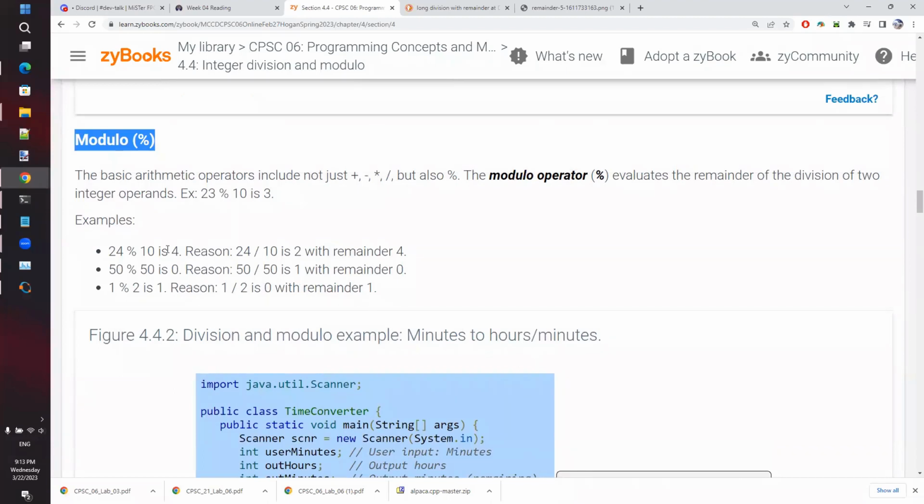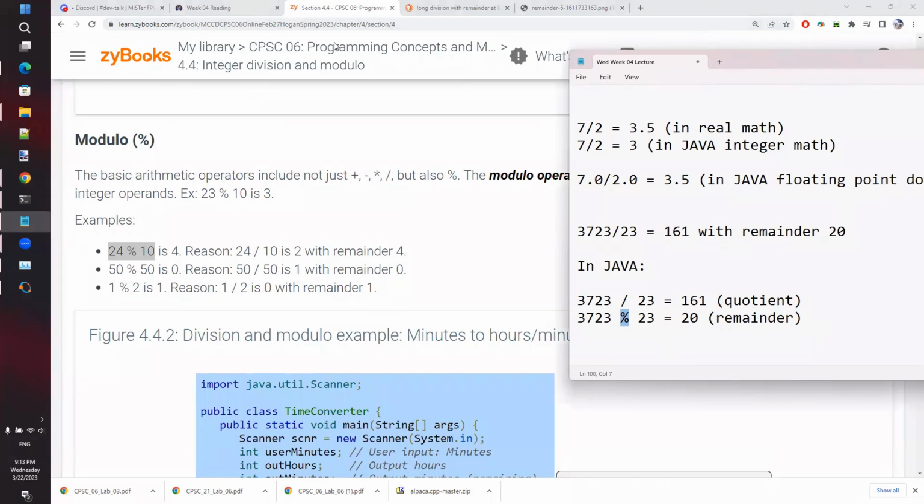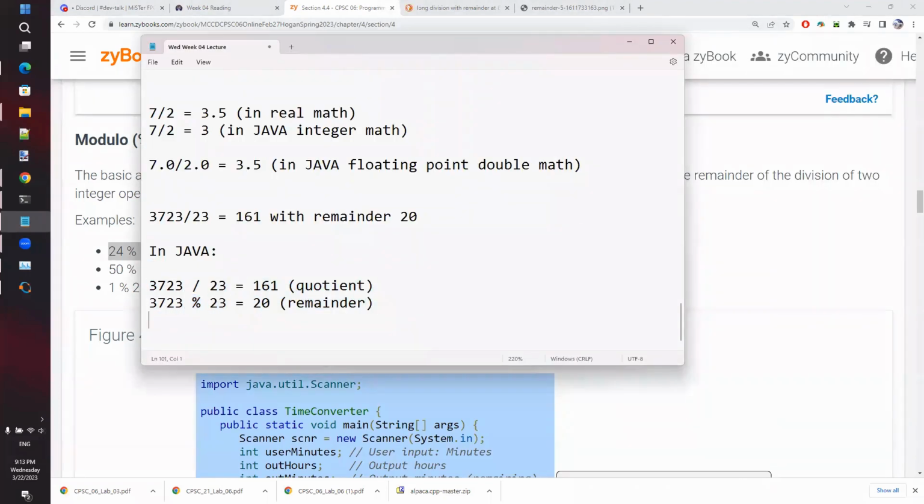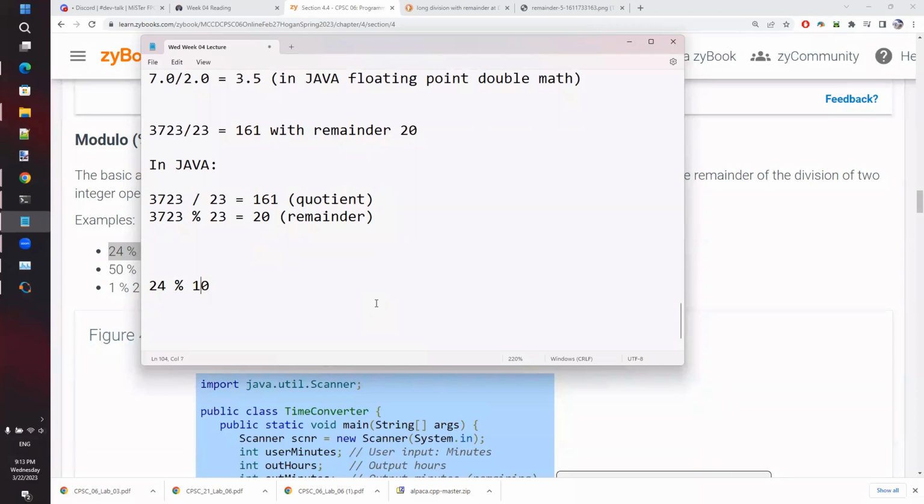And then they give you some examples. So I'm gonna do some examples here. Ignore the text. So if I do 24 over 10, right? You know that 24 divided by 10 is 2.4, right? But because we're doing integer arithmetic, you delete that. So 24 divided by 10 is 2 actually in Java. And when you do 24 % 10, it's the remainder.